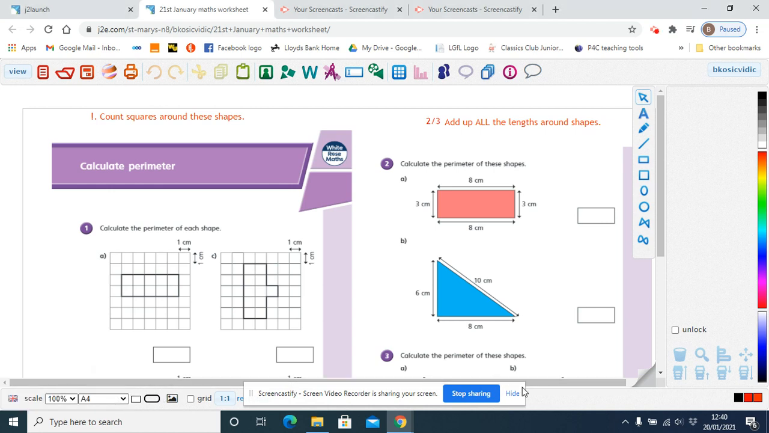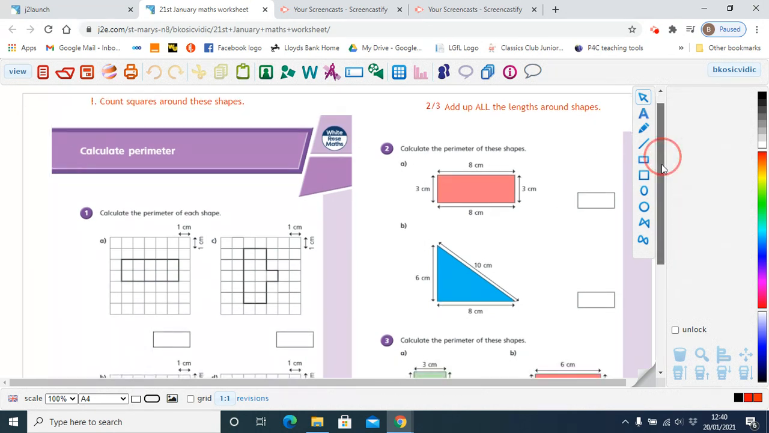Good morning, Year 5. In today's lesson, we are going to revise what we have been learning all week about how to find perimeter. I'm going to guide you through your questions today.